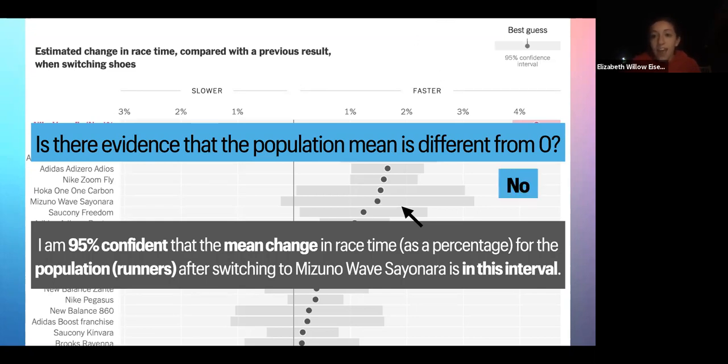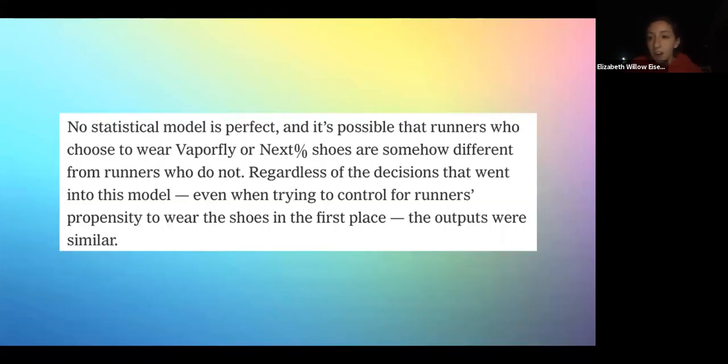no. And that's because our confidence interval overlaps with the vertical line at 0. So we are 95% confident that the mean change is in this interval, and this interval includes 0. So we don't have evidence that the population mean is actually different from 0 because 0 is in our confidence interval. Okay, so that's just a small part of this article. They actually did a lot of different analyses that are really interesting, and so obviously I'm linking to that article if you're interested.